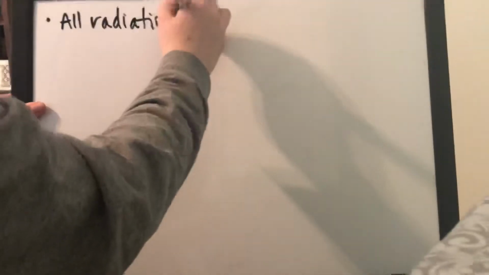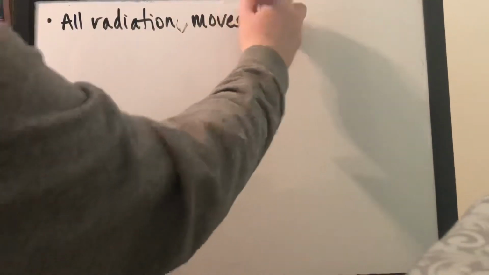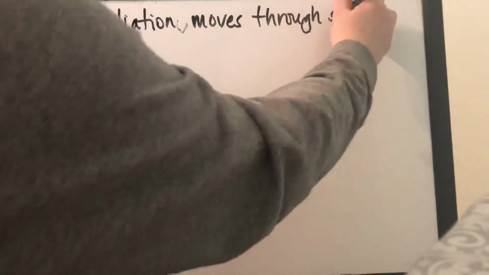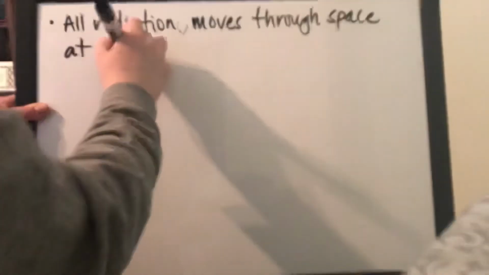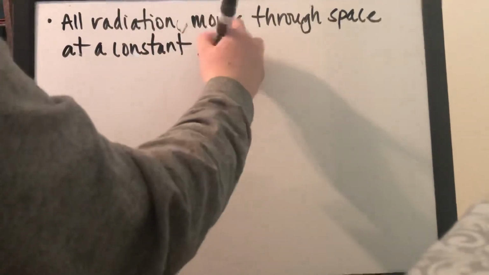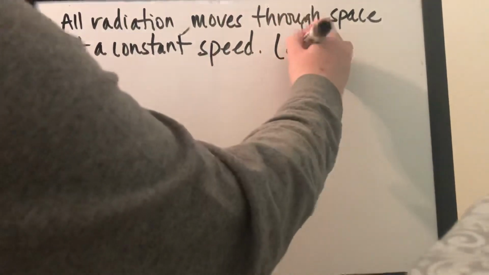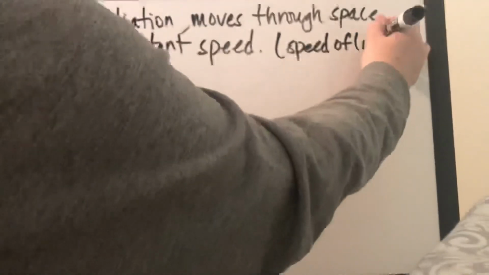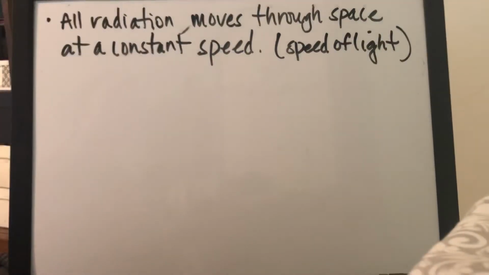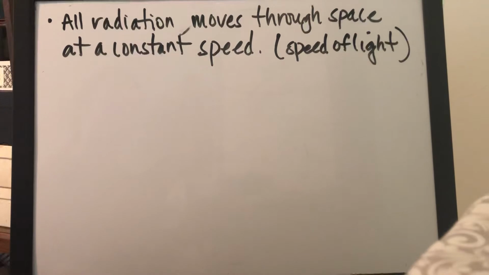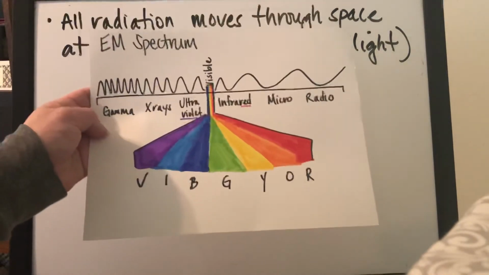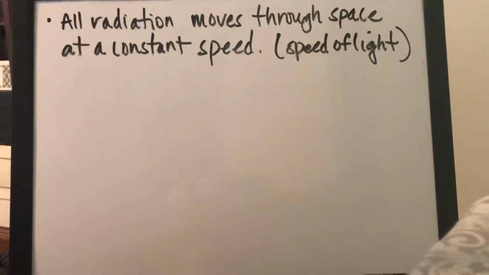Okay, so all types of radiation move through space at a constant speed, and that speed is the speed of light. Of course, constant means it doesn't change. The speed of light is always the speed of light, which means all those types of radiation, visible, gamma, infrared, radio, they all travel through space at the speed of light.